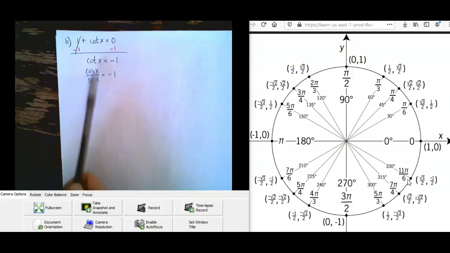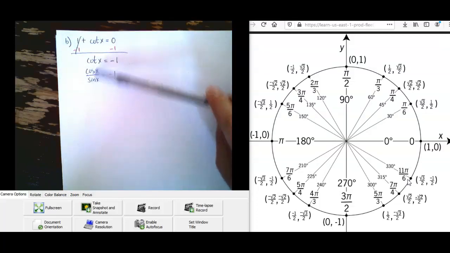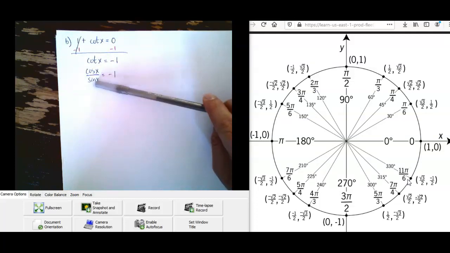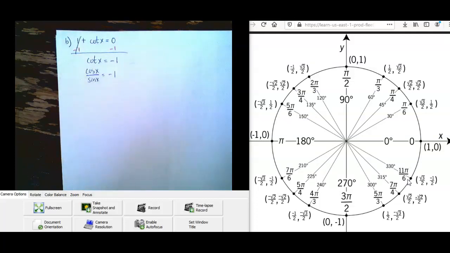So let's figure out where cosine divided by sine is equal to negative 1. Well, we have to think a little bit. How do we get a negative 1 when we divide two things? Those things have to be equal, but one of them has to be negative and one has to be positive, right? So we need to figure out where on the unit circle the cosine and sine are the same value, but one is positive and one is negative.